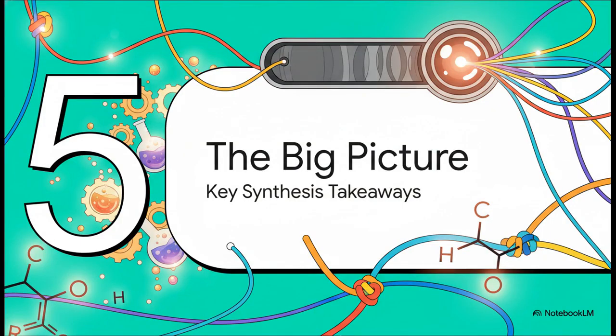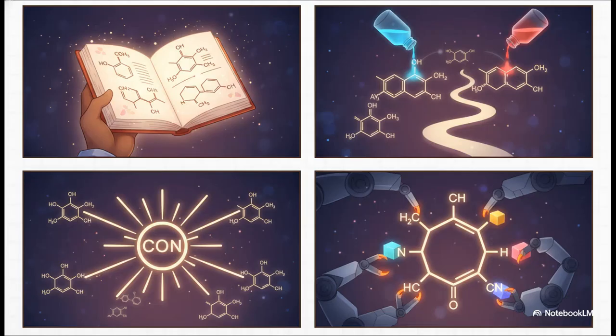Okay, let's zoom out and pull all of these threads together. What are the key lessons we can take away from our synthesis playbook? When you boil it all down, synthesis is really all about strategy. We've seen that named reactions like Rosenmund and Friedel-Crafts are like trusted recipes in a cookbook. We learned that the choice of reagent is absolutely critical. It's what lets you turn an acyl chloride into either an aldehyde or a ketone.